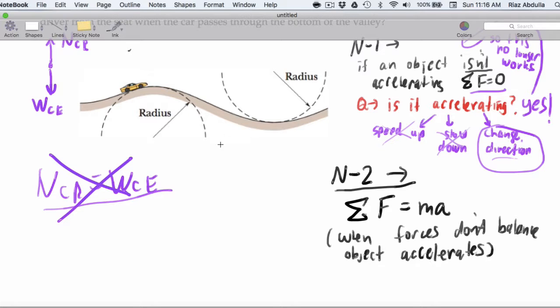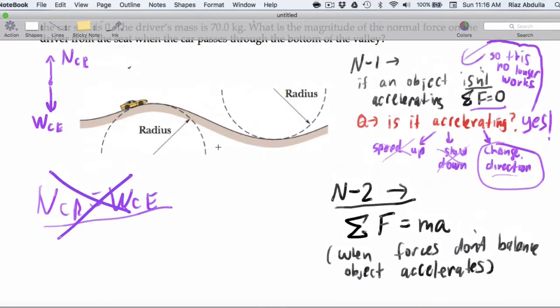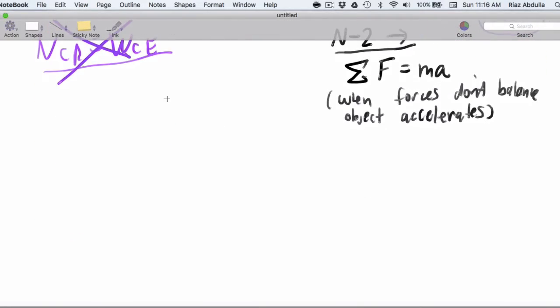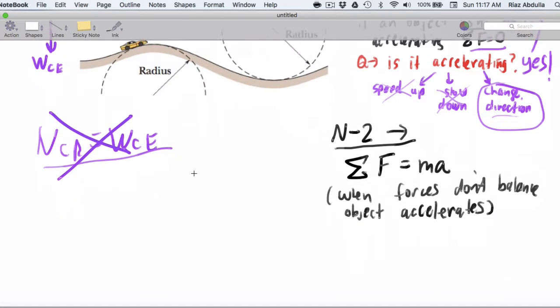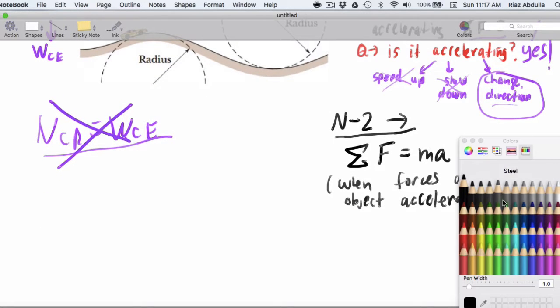Okay. So now let me go ahead and actually set up part A and part B. And by the way, I'm going to give you one more sign convention for this. In this problem, we will define down as negative.